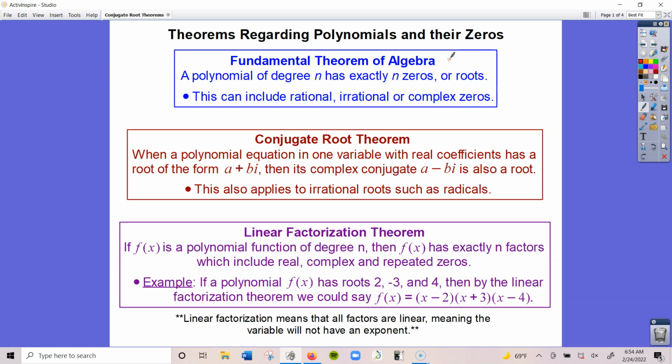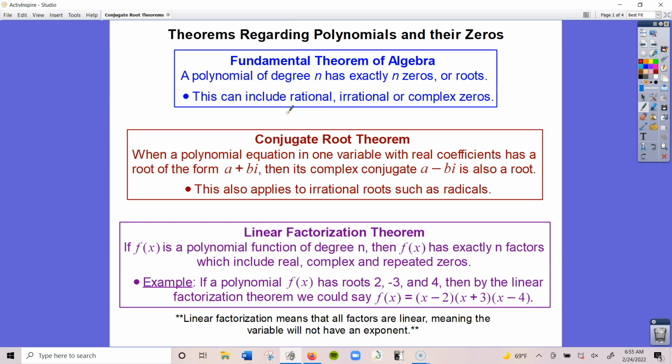Whether those zeros are rational numbers, such as 1, 2, 3, 4, 5, etc., irrational, meaning, let's say, like the square root of 3, or complex zeros, such as 2 plus i. So no matter what the case may be, whatever the degree is, that's exactly how many zeros you're going to have. The next theorem is the conjugate root theorem.